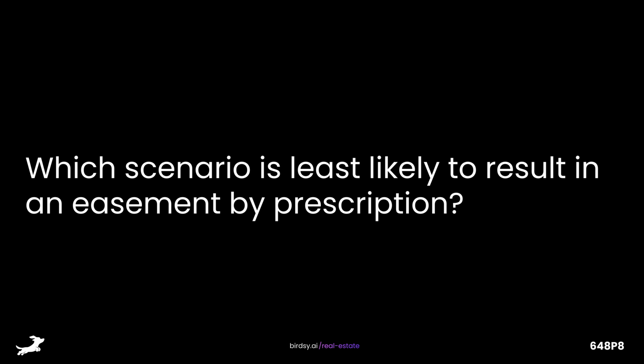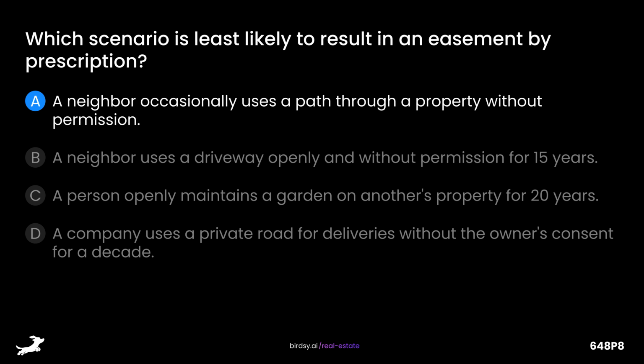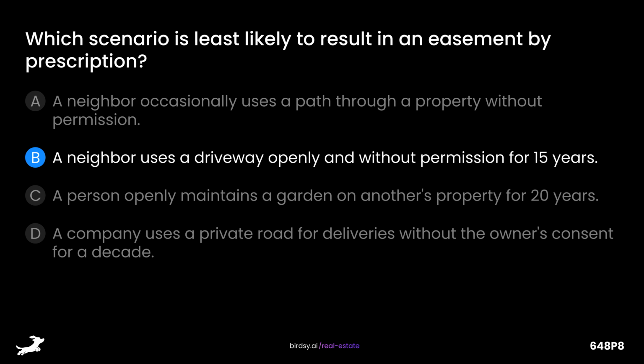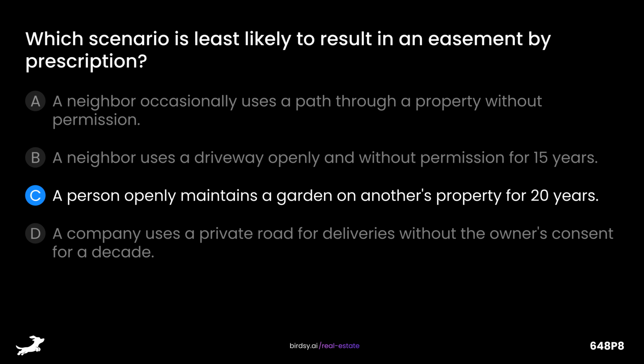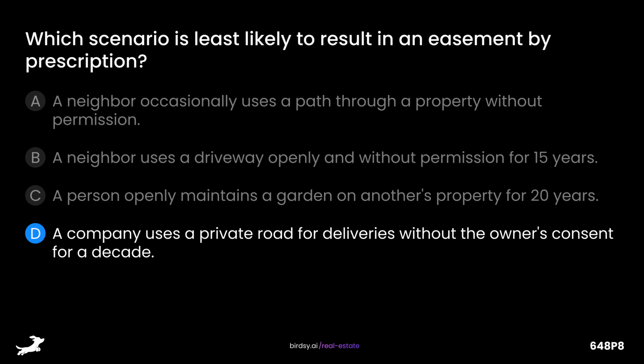Which scenario is least likely to result in an easement by prescription? Is it A, a neighbor occasionally uses a path through a property without permission, B, a neighbor uses a driveway openly and without permission for 15 years, C, a person openly maintains a garden on another's property for 20 years, or D, a company uses a private road for deliveries without the owner's consent for a decade?